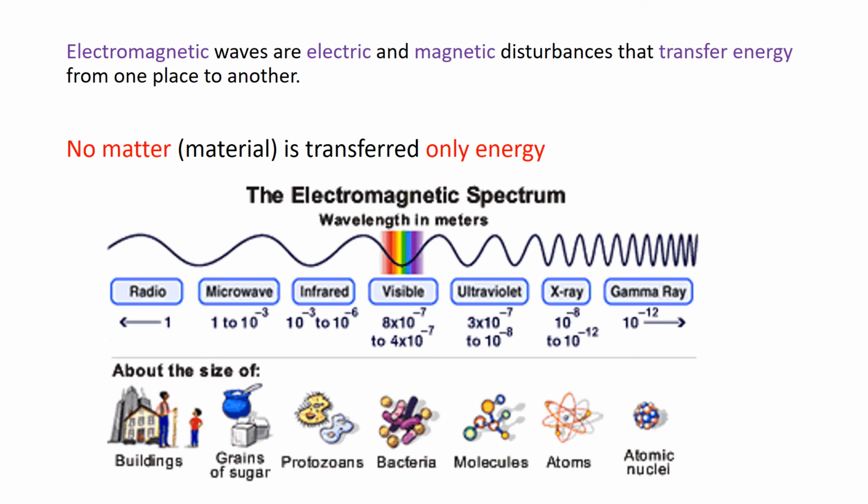Now everything from radio to visible is non-ionising. Everything from ultraviolet to gamma is ionising radiation. Now, we can manipulate that ionising radiation to be of benefit. However, it's really important that we know that's where the distinction is, especially for the higher tier.